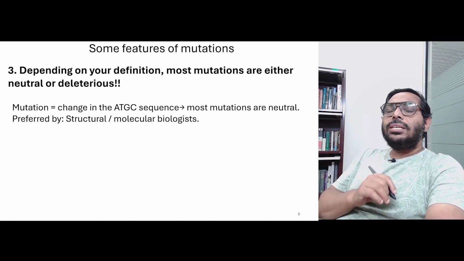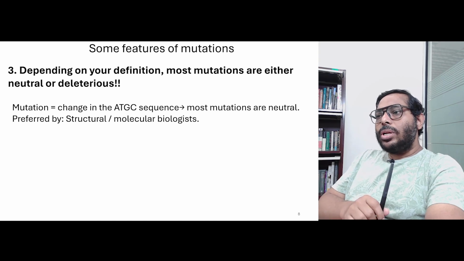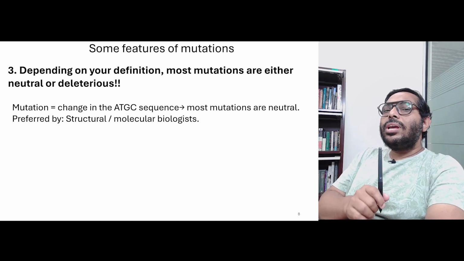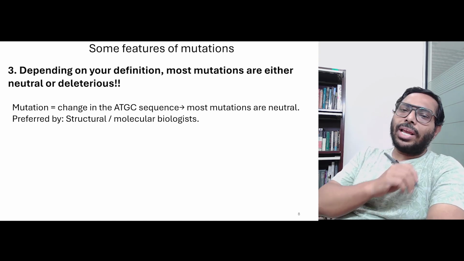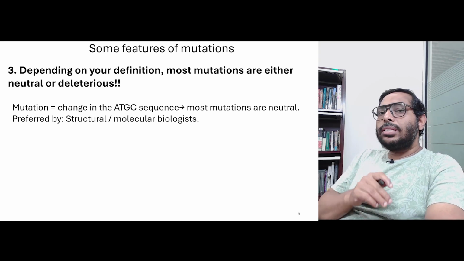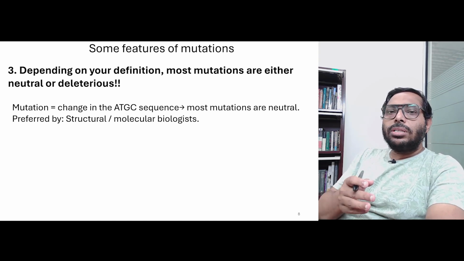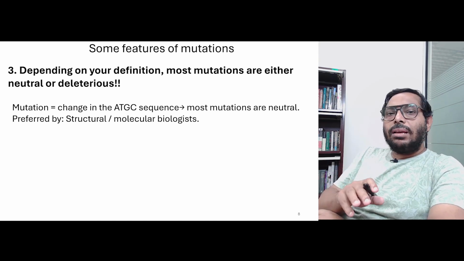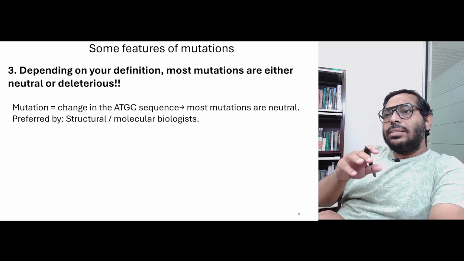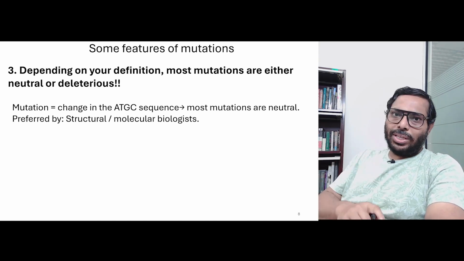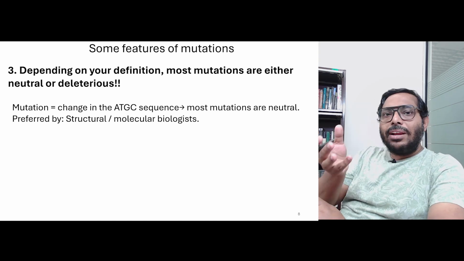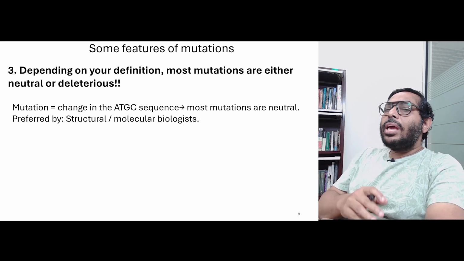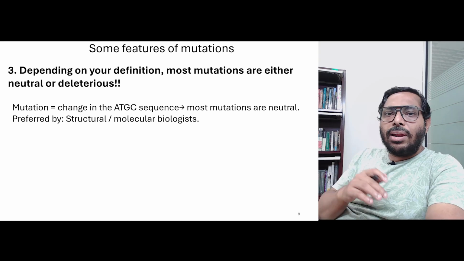Now, if there is a change in the ATGC sequence, then actually most mutations do not really have much of an effect on the organism. Why is that so? That is because, as I told you, many mutations do not even change the amino acid. Many mutations might change the amino acid, but they might change, let us say, a basic amino acid to a basic amino acid. Okay. So, it is like the same kind of amino acid that is being formed. Again, many of those changes actually have little effect.